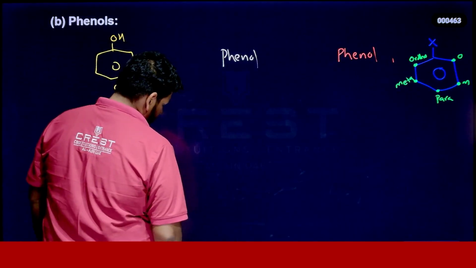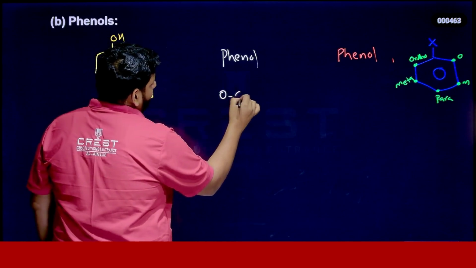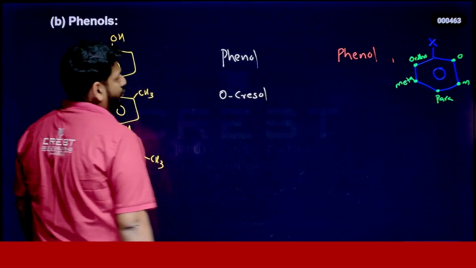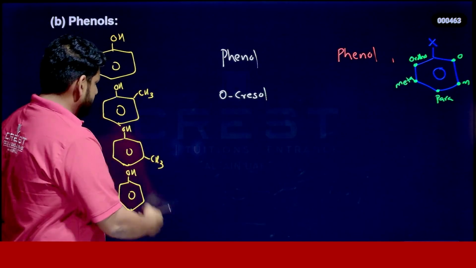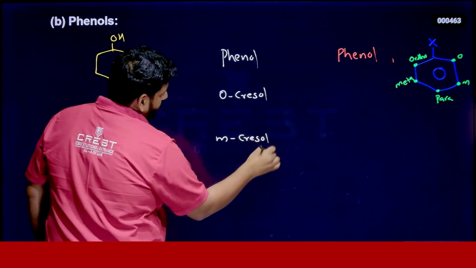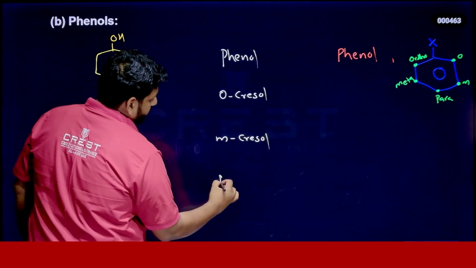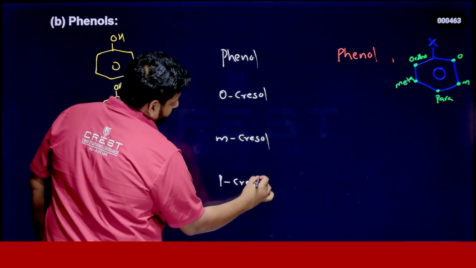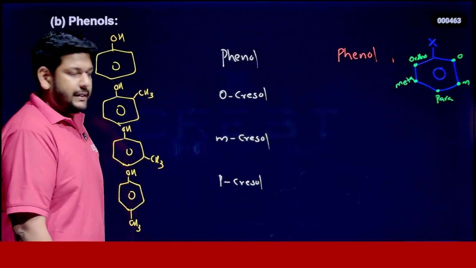We can call it as ortho or o-cresol. O means ortho cresol. What about this one? This is metacresol, m-cresol, and this one is paracresol, p-cresol. Got it? Ortho, meta, para cresol.